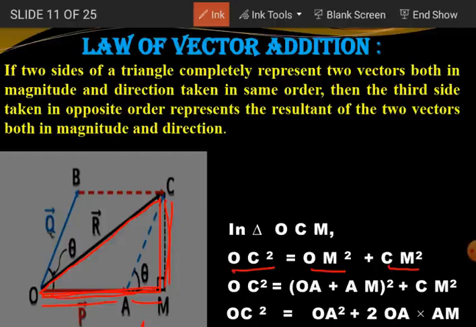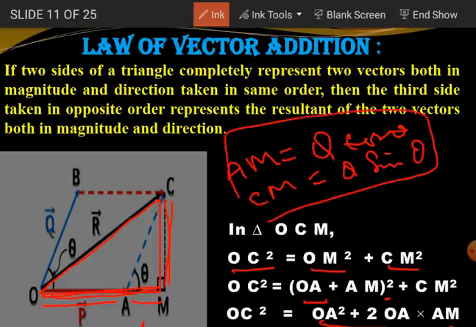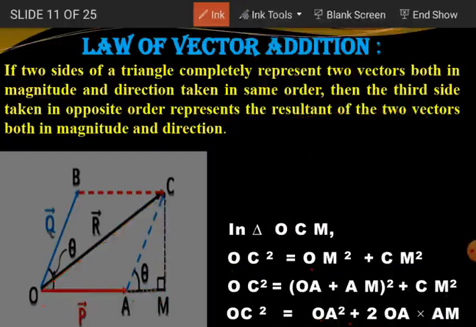So OC square will be equal to OA square, if you open this bracket, OA plus AM whole square. Use the formula A plus B whole square and expand it, then plus AM square, then plus CM square. In the next part we will use that AM is nothing but Q times cosine of theta, and CM will be equal to Q times sine theta. We will use this AM and CM here. Got it? Let's see what will be obtained in the next part.